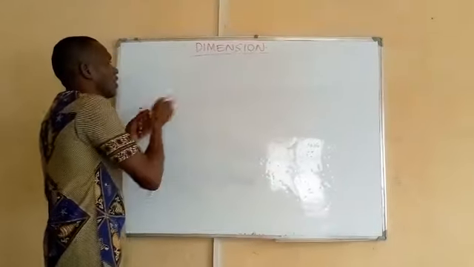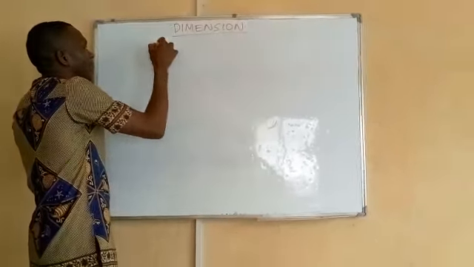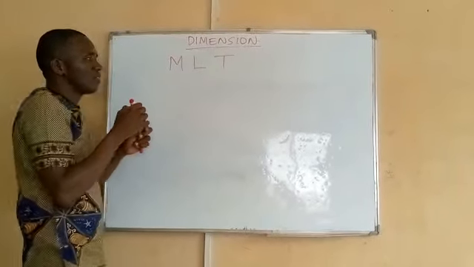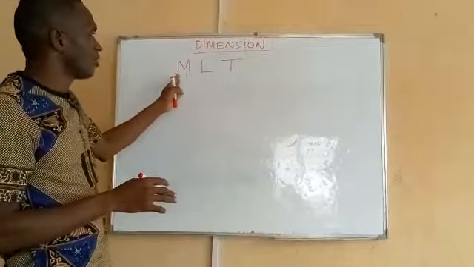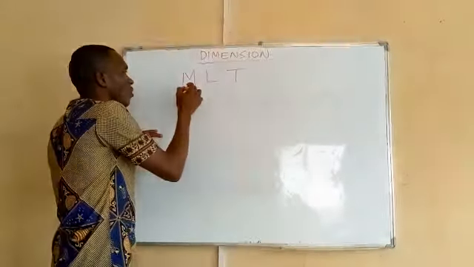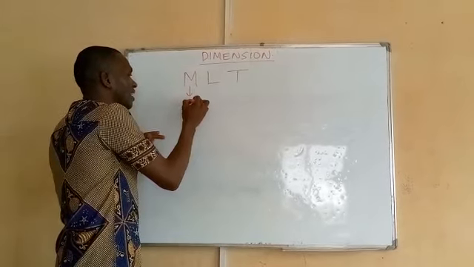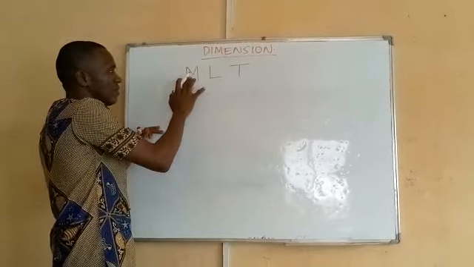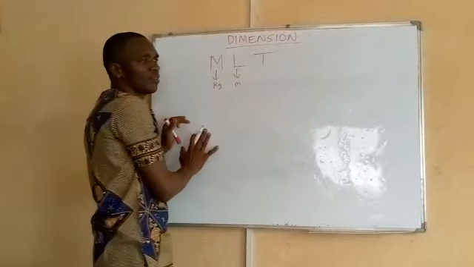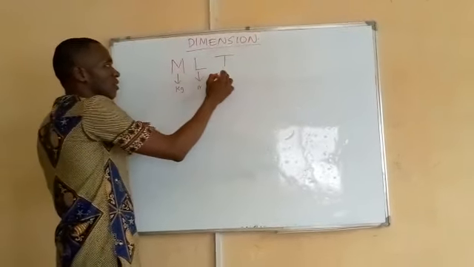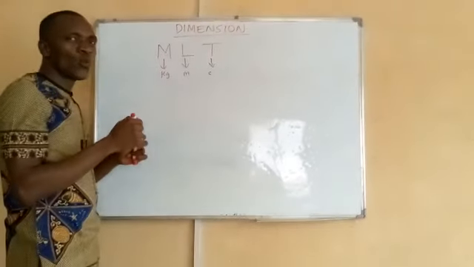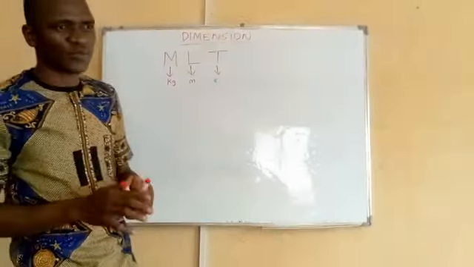Now, we have M, L, T. These are the principal quantities that we use for dimension. Whenever a quantity is measured in kilogram, the dimension will be capital letter M. When it has to do with meter, the dimension will be capital letter L. When it has to do with seconds, the dimension will be capital letter T.